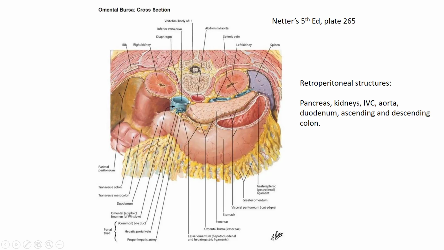The aorta and the IVC. And then, as I said, it's really hard to see exactly how the duodenum, ascending and descending colon all sit behind that, but that is one of the nicest pictures I've seen of the retroperitoneal structures.